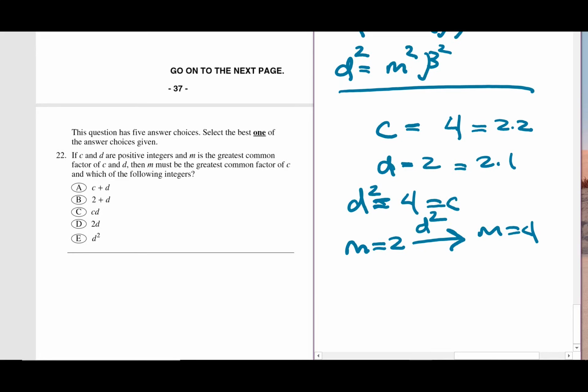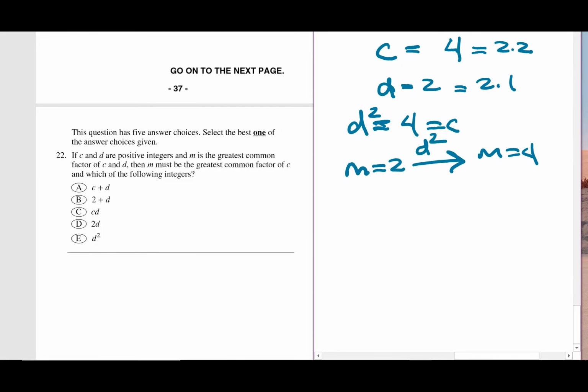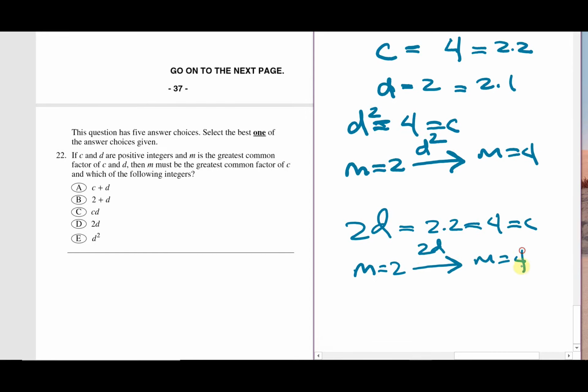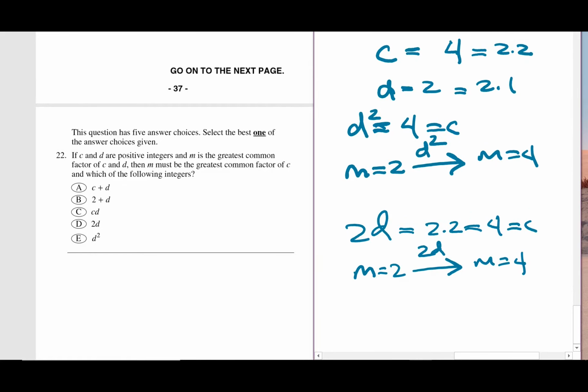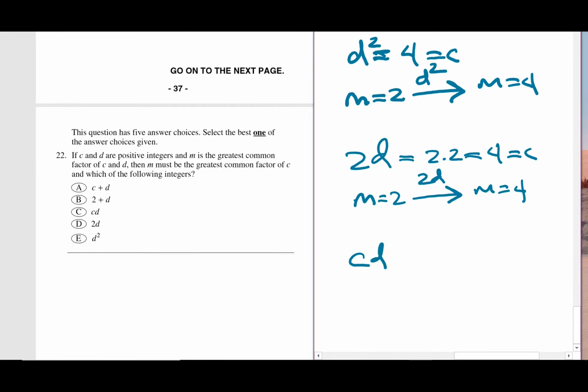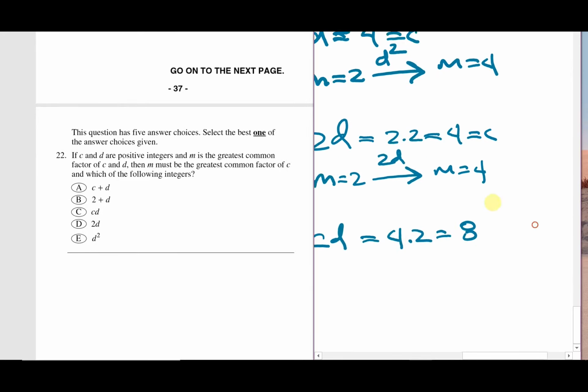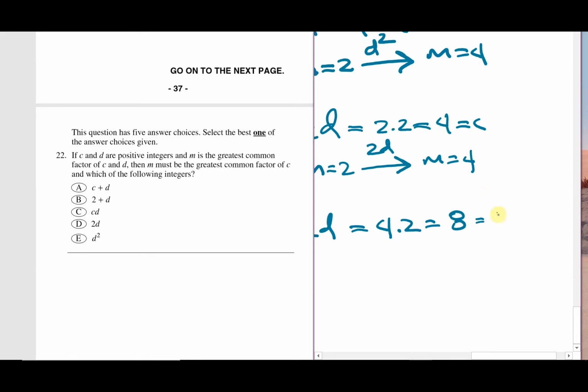They have the same factor. 4 is the greatest common factor. And now if we do 2D, it's the same thing. In this same case, we take 2D equals 2 times 2, which equals 4, which is C. So M starts with 2, but then we take 2D, and now M equals 4. Okay, C times D. C times D is 8. So CD is 4 times 2, which is 8.